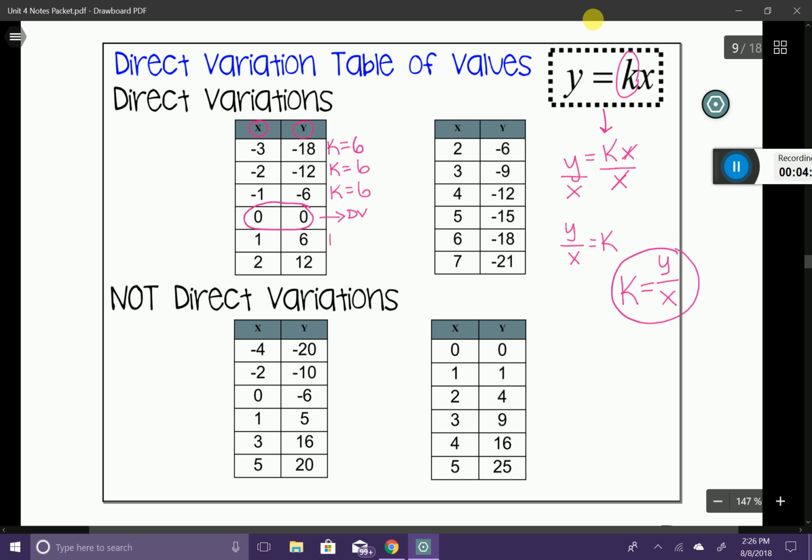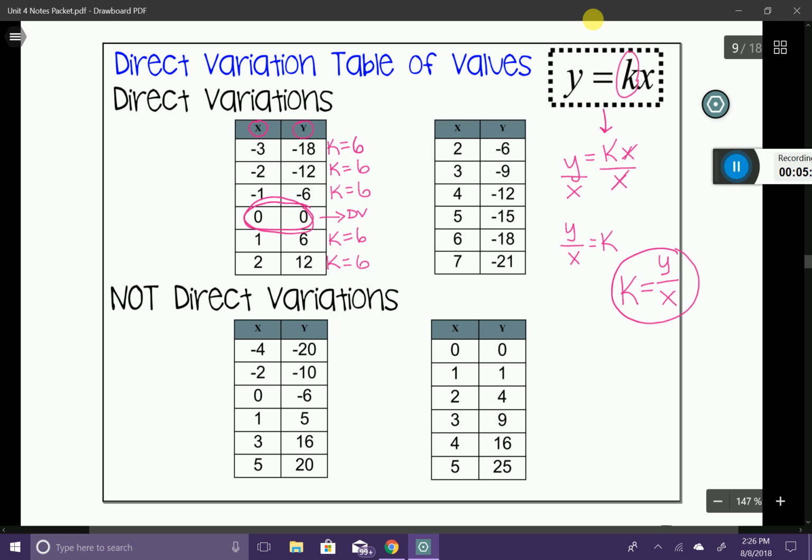Let's continue on. K is equal to 6. Because my constant of variation, or my slope, is the same all the way down the list, and it just so happens to go through the origin, this is indeed a direct variation. All right, let's go ahead and look at the other one.